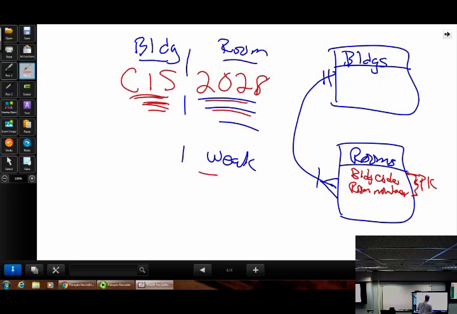This is an example of a weak relationship. It basically says that at the lowest level, this data cannot stand on its own without a relationship to something else. So having a list of rooms is pretty much useless if you don't have the building number or the building code to go with it. You need the combination of the building code and the room number in order to uniquely identify each room.